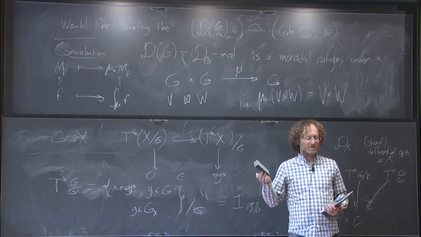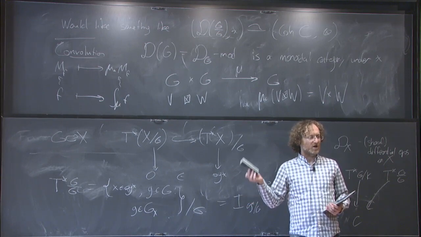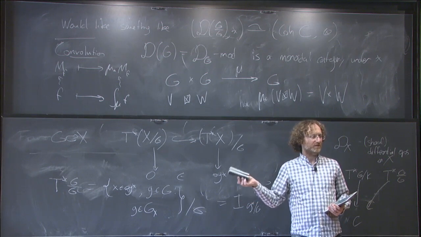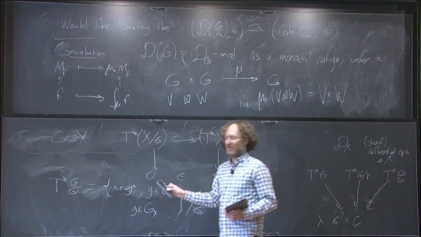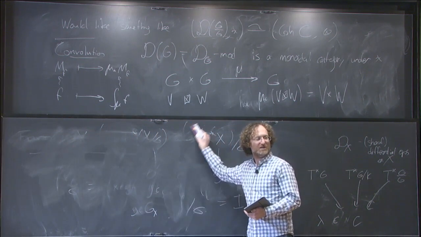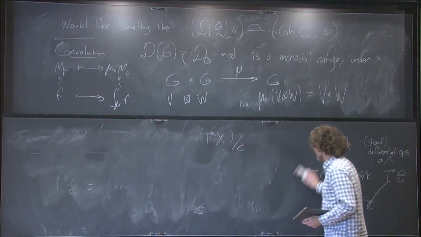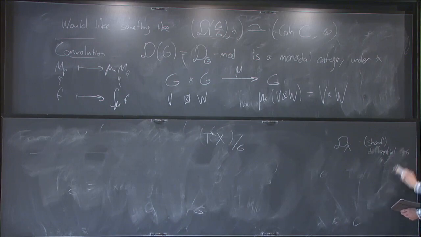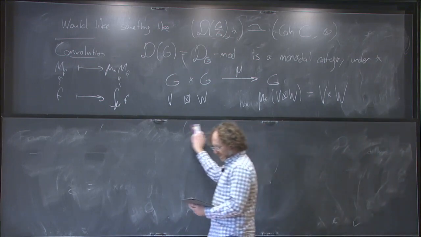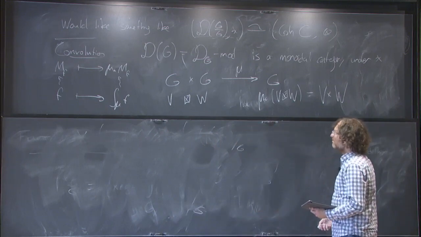The point is that the center is not in the center, right? The center of UG is not central in the ring of differential operators. That's the basic problem. There is no center to the ring of differential operators. So you might think they're central in UG, but that doesn't help you. I don't want to get too much into the technicalities.